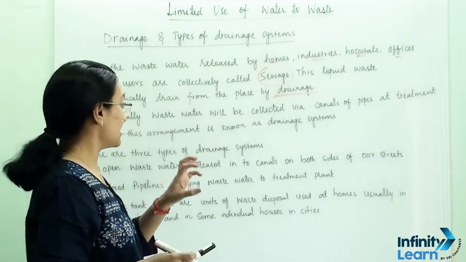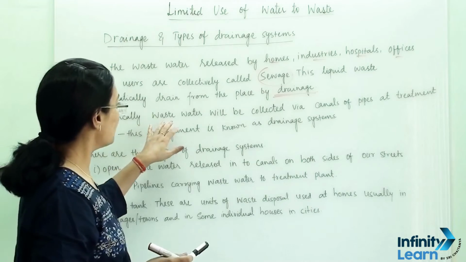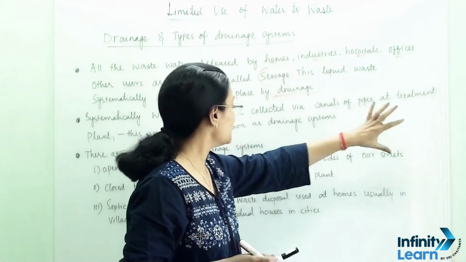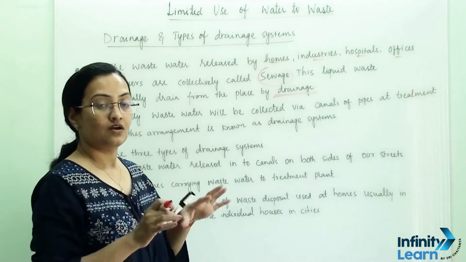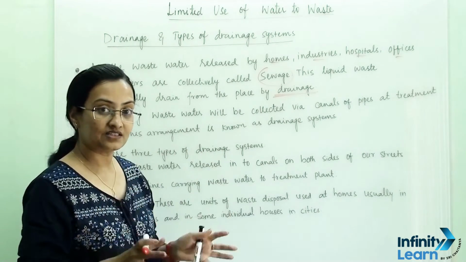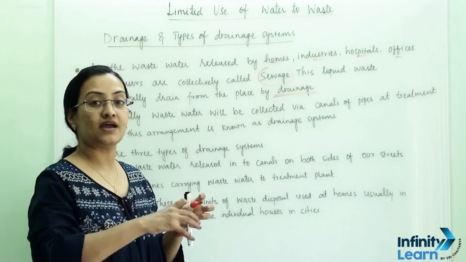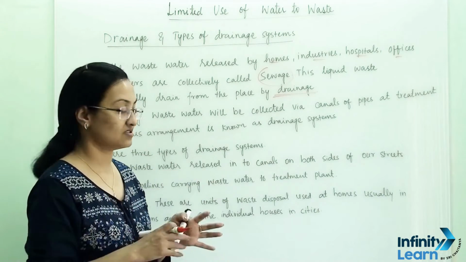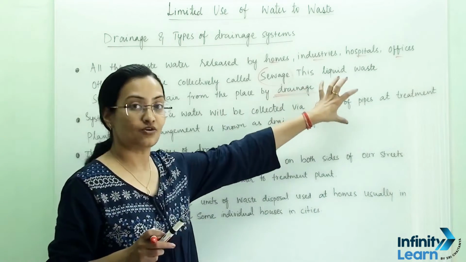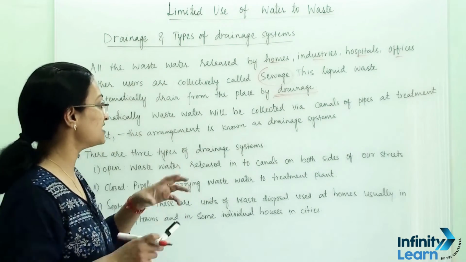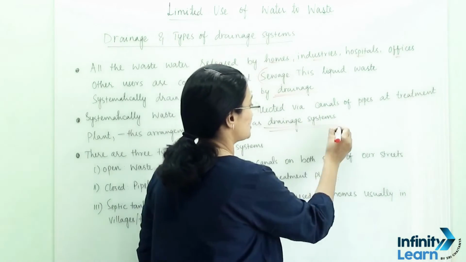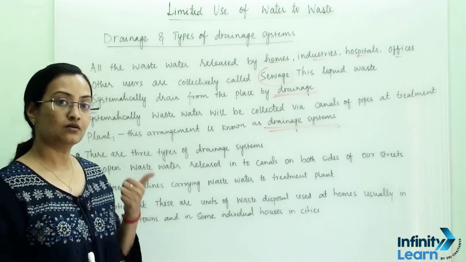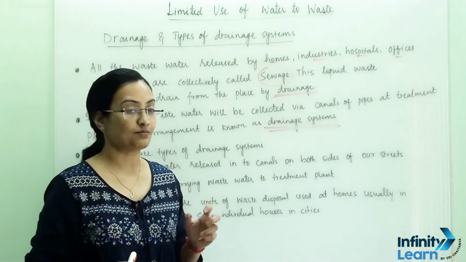Now what is a drainage system? Wastewater is systematically collected via canals or pipes and taken to a treatment plant. So all the wastewater is collected and sent to the treatment plant, and this complete system of canals or pipes is known as the drainage system. Now there are three types of drainage system: open, closed, and the third one is septic tank.